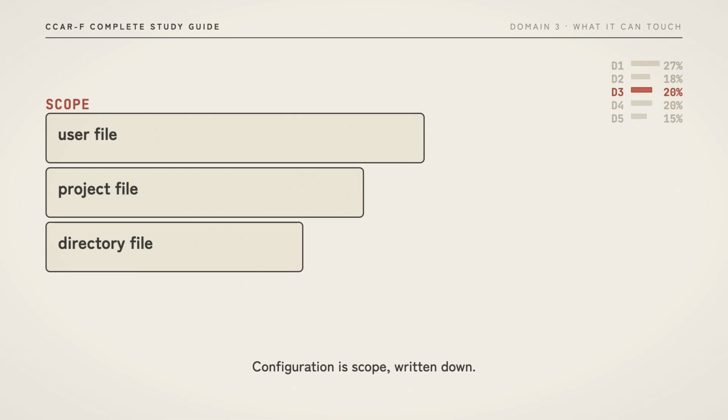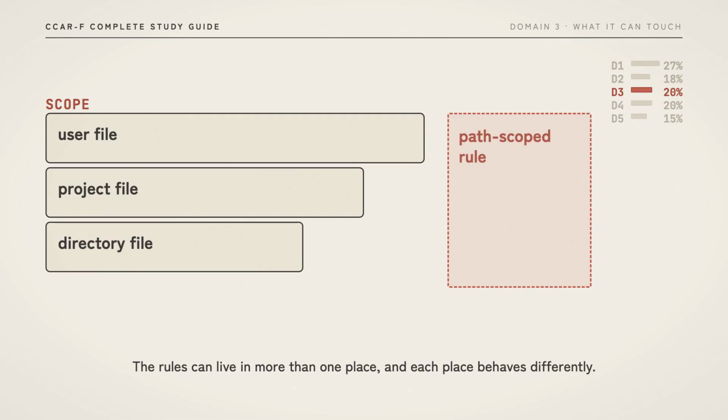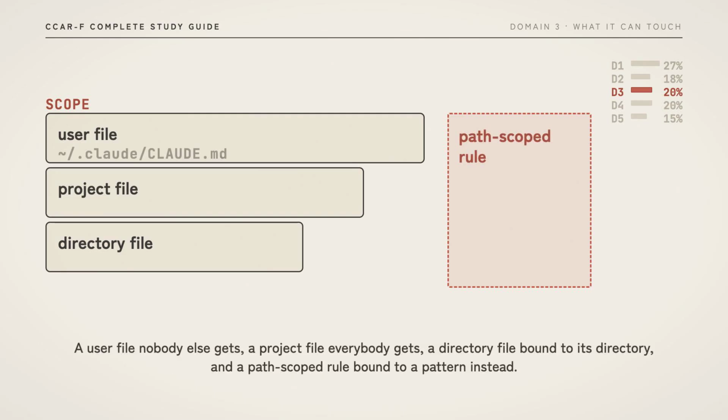Configuration is scope written down. The rules can live in more than one place, and each place behaves differently. A user file nobody else gets, a project file everybody gets, a directory file bound to its directory, and a path scoped rule bound to a pattern instead.